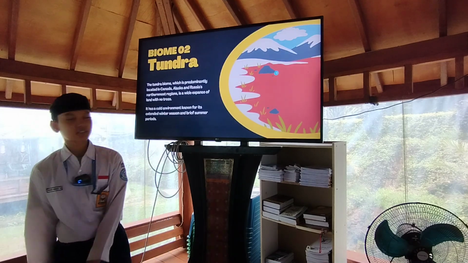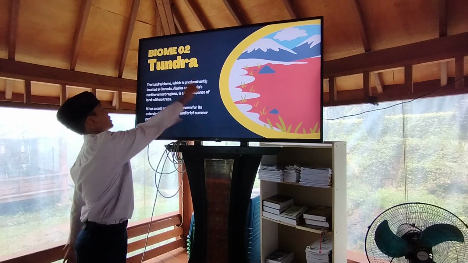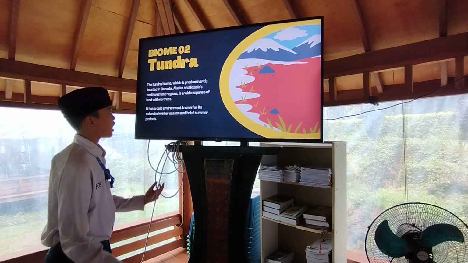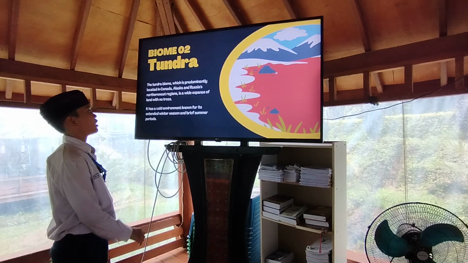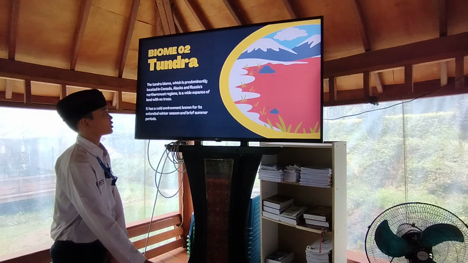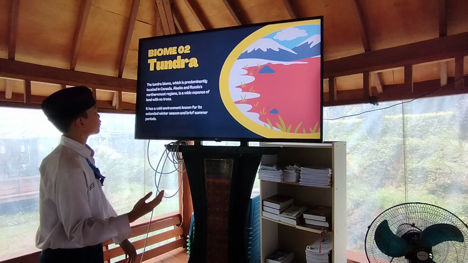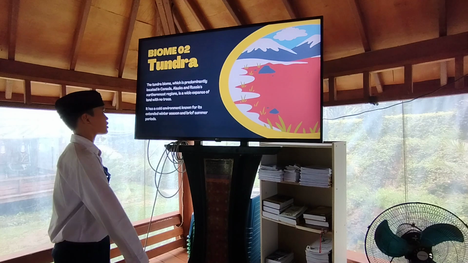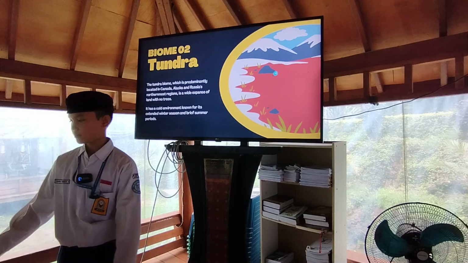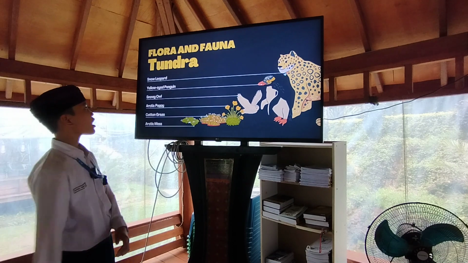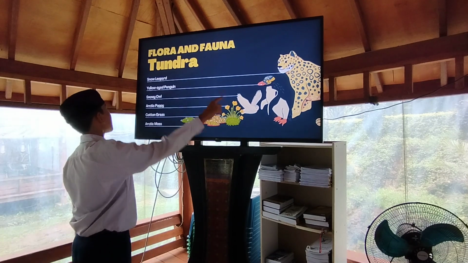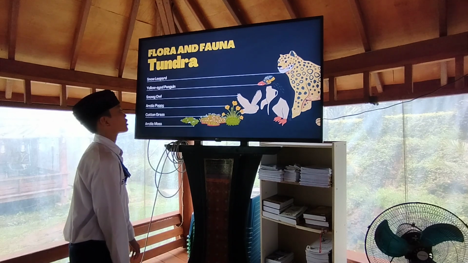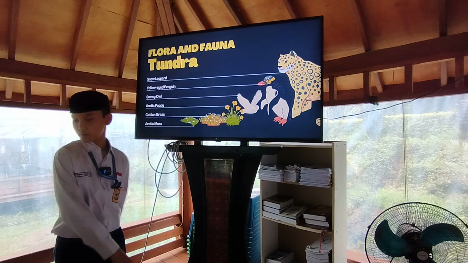Next, the second biome, and that is tundra. The tundra biome, which is predominantly located in Canada, Alaska, and Russia, is the northernmost region. It's a wide expanse of land with no trees. It has a cold environment known for its extended winter season and brief summer periods. The flora and fauna of the tundra: first, there is the snow leopard, yellow-eyed penguin, snowy owl, Arctic poppy, cotton grass, and Arctic moss.